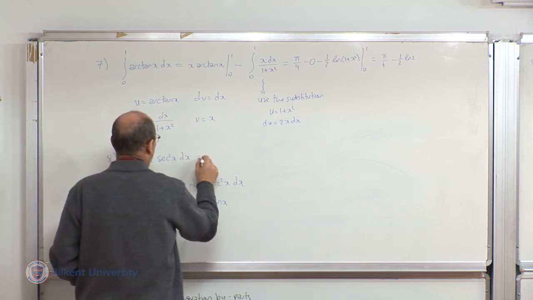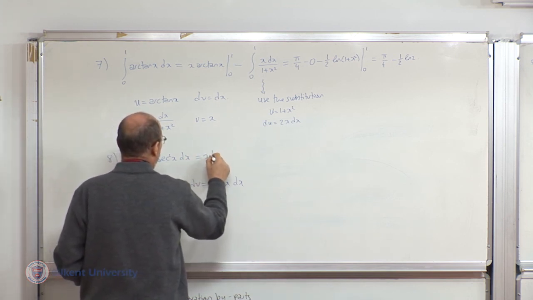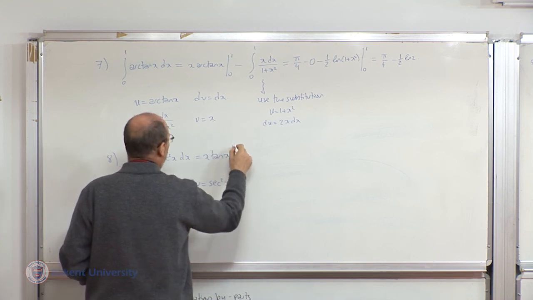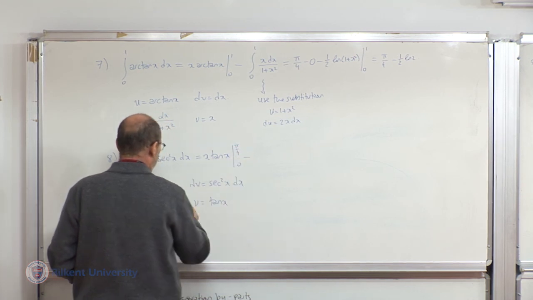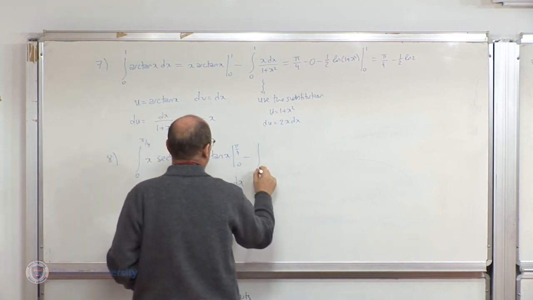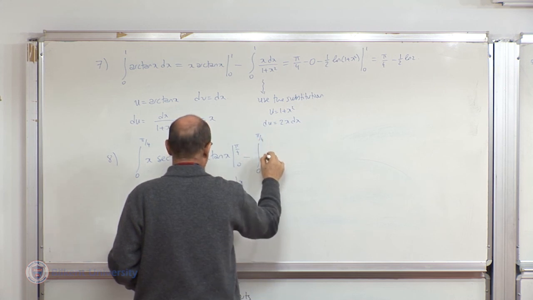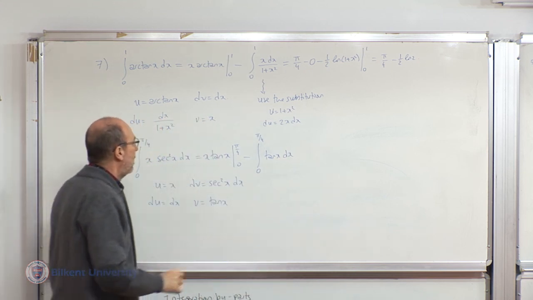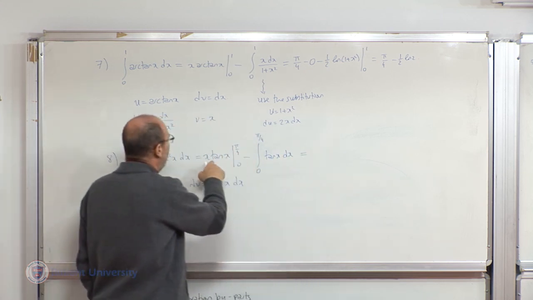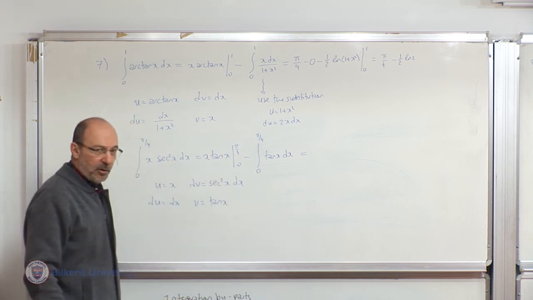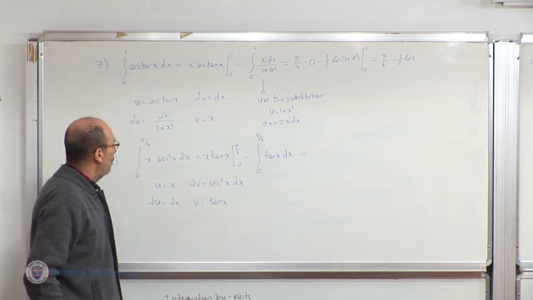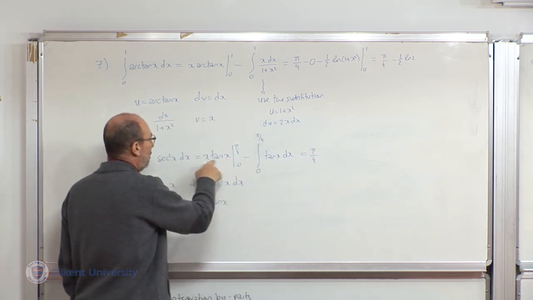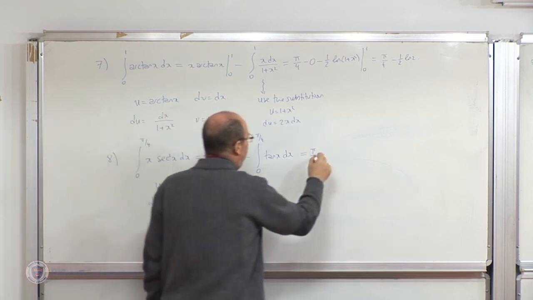Okay, so this is equal to this times this, x tangent x from 0 to pi over 4, minus this part, the integral from 0 to pi over 4 of tangent x dx. So when x is pi over 4, tangent is 1, just like we did here. So this is pi over 4. When x is 0, well, both of them are 0, minus.